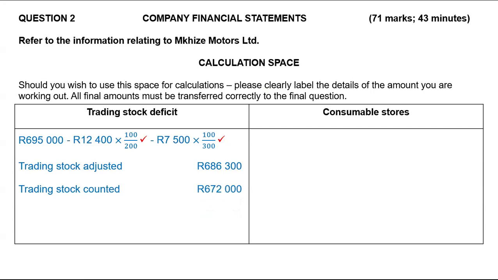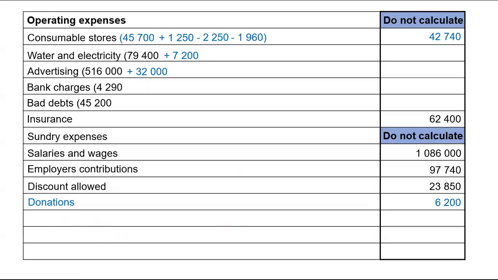So you'll notice that what was counted is actually less than what was recorded in our books. Therefore, the difference is a deficit of 14,300. Where do we record trading stock deficit? Under operating expenses as what? As trading stock deficit. Don't forget the word deficit. Don't forget that. Okay, deficit, which will be 14,300. Got it. We good.